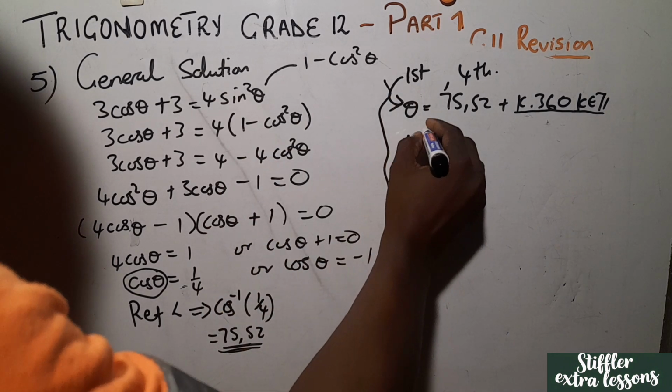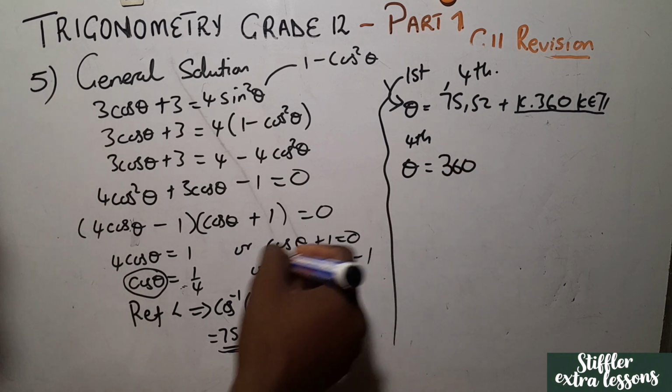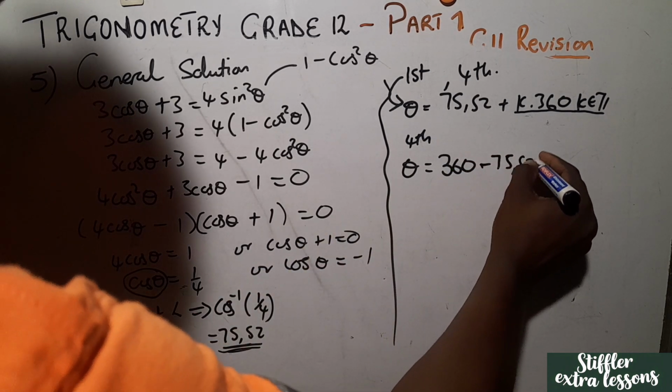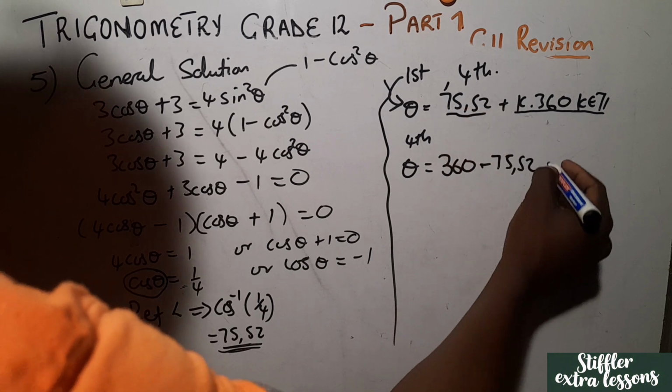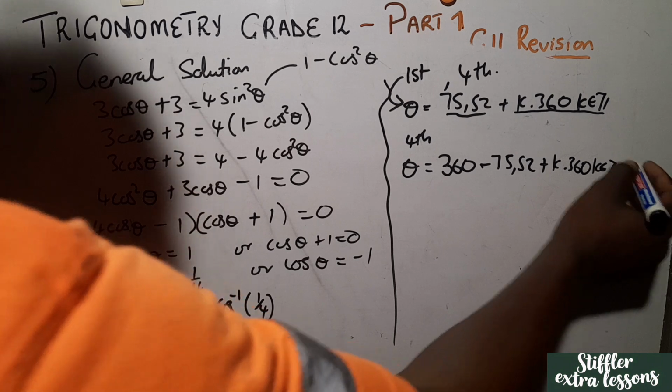So in the fourth quadrant now, theta is equals to, in the fourth quadrant, we use the reduction formula 360 minus 75.52, the reference angle that we got, right? Plus k times 360, where k is the element of integers.